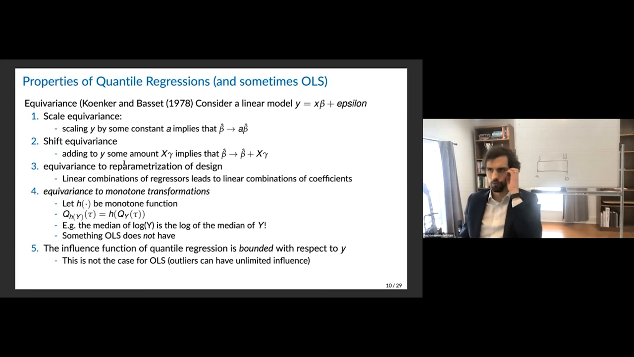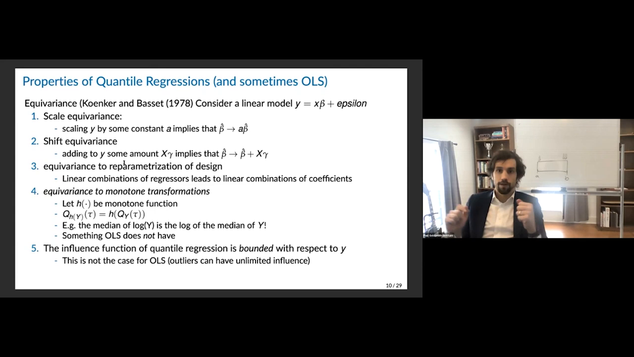The next two are pretty powerful aspects of quantile regression. The first one is equivariance to monotone transformations. If monotone transformation sounds like a fancy word, when somebody says that, you just think logs. Imagine you have some function h which is monotone, like logs. It turns out that the quantile of the distribution of the logs is equal to the log of the quantile of the original distribution. If I reshift something with a monotone transformation, where I sit in the distribution is just shifted in the same way.